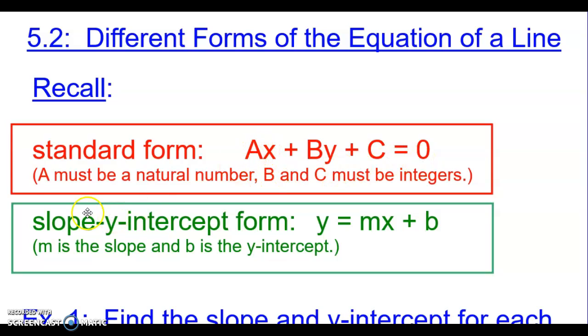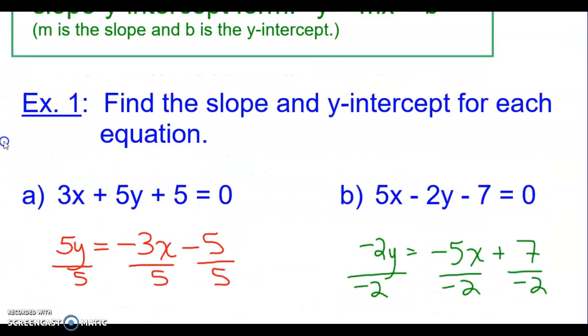A must be positive. All right, then we also looked at slope y-intercept form, y equals mx plus b. M is our slope, b is our y-intercept, and of course fractions, positives, negatives, they're all allowed here.